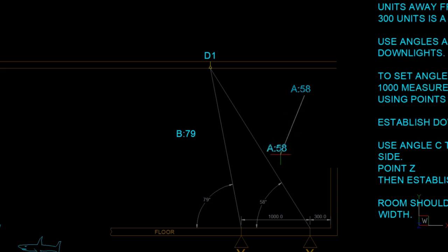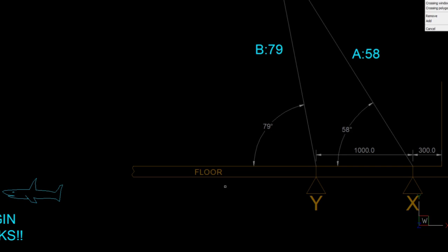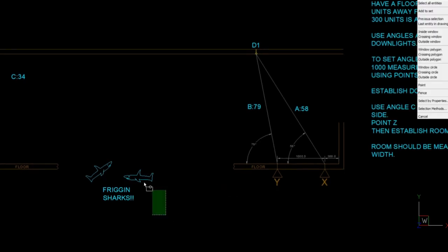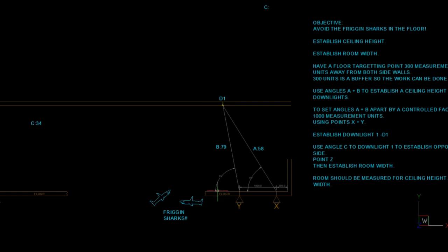We got angle 58, angle 79. Something tells me this room is certainly going to move across. So I'm going to move this floor node over here. I'm going to move the cutting in the ground. And the sharks are going to come and attack us. Oh dear, oh dear. Very dangerous stuff.